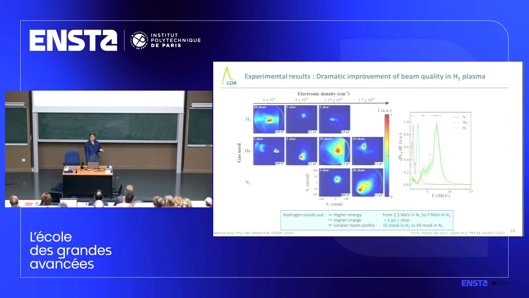In green, it's for hydrogen, in orange, it's for helium, and in blue, for nitrogen. And you see once again that hydrogen clearly stands out with a peak energy at 7 MeV, while using helium and nitrogen, we do not overpass 4 megaelectronvolts. So from our experiments, we clearly concluded that experimentally hydrogen overpass other gases with higher energy, higher charge, and a better beam profile. Now we wanted to explain why we had these results.